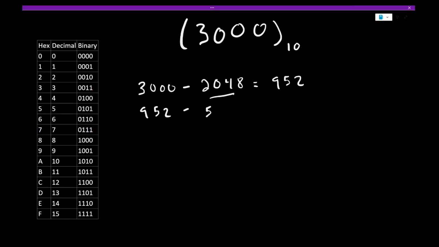Take our 952 down here. 512 is going to be our biggest power of 2 less than or equal to 952. 952 minus 512 is going to be 440. Write down 440. 256 is our next power of 2 less than or equal to 440. You need to remember 256. That leaves us with 184.